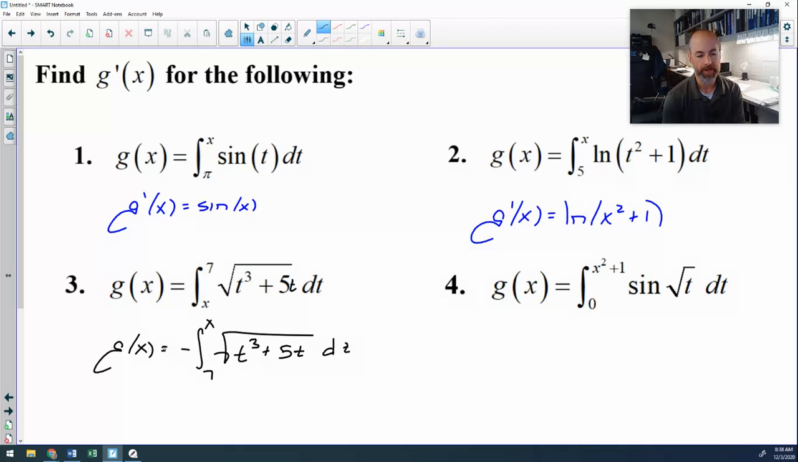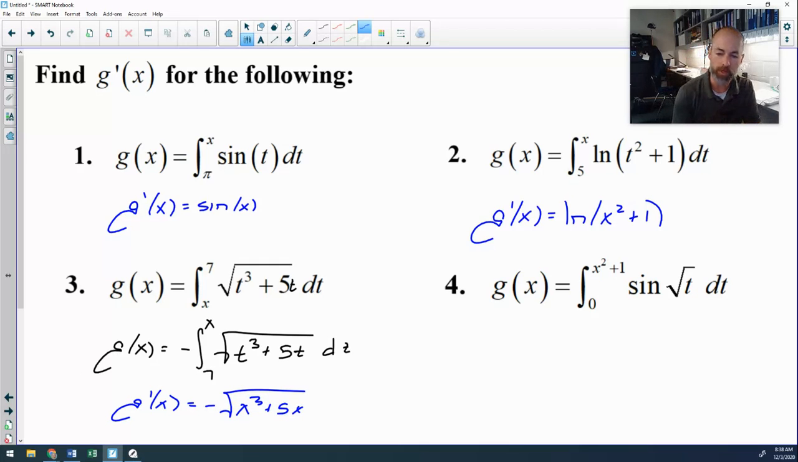Now I can actually use that little formula, a little process where I plug the x in for the t. And if there are multiple t's, this is why I wanted to change this one. If there are multiple t's, then the x replaces all of them. So the negative outside comes along for the ride. And when I plug in x, I get x cubed plus 5x. And there's your derivative for number 3.